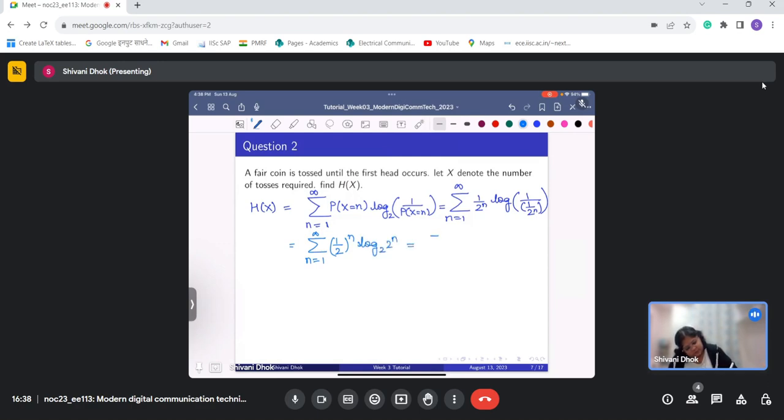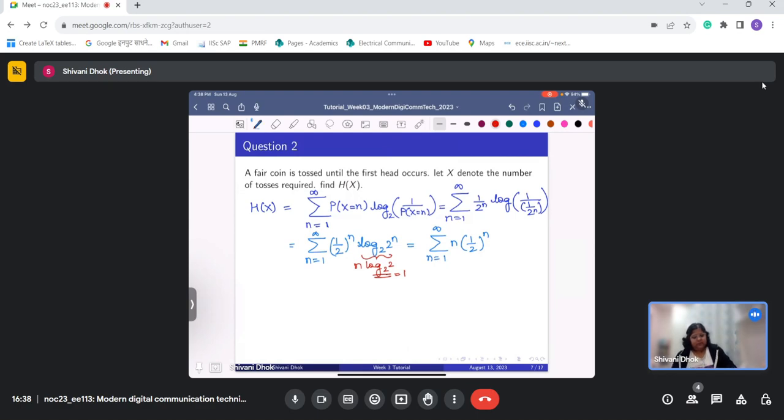This is equal to the summation n equal to 1 to infinity of n into 1 by 2 to the power n into log 2 to the base 2, which is equal to 1. So basically this factor here is n into log 2 to the base 2, and this term is equal to 1. So this is what we are having right now.